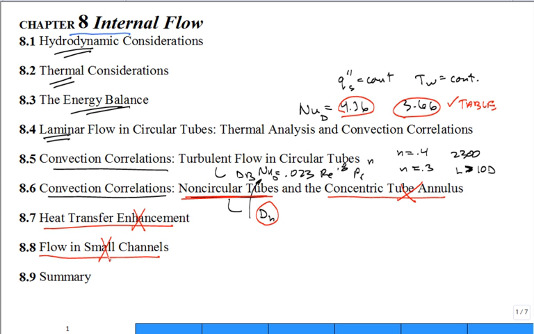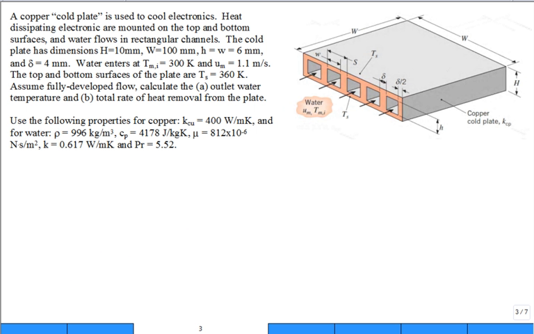Today I have covered all the material that we need to cover. I just really need to solve some problems. Well, let's take a look at this problem.